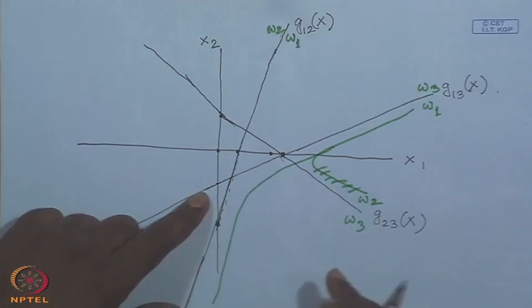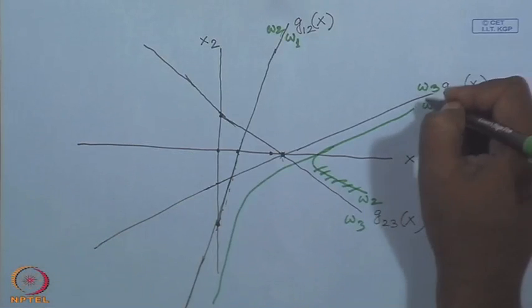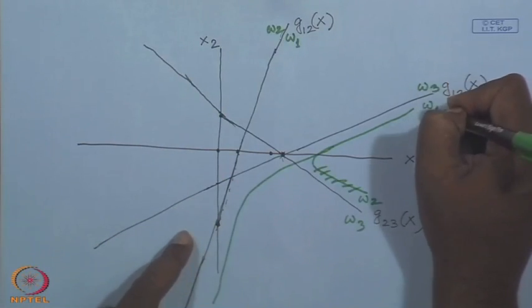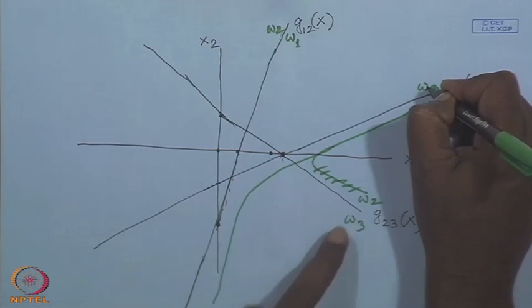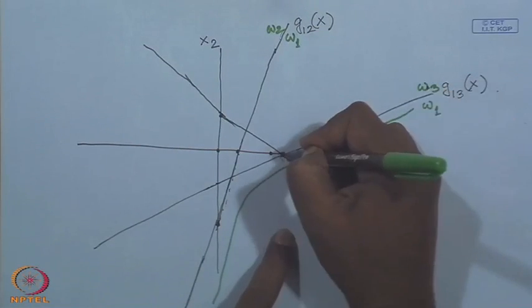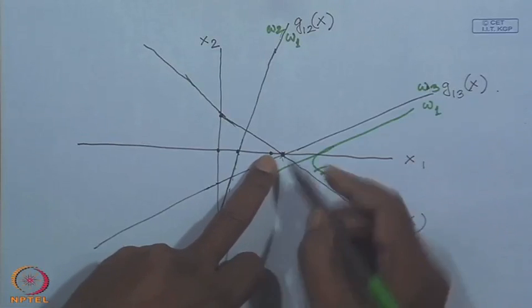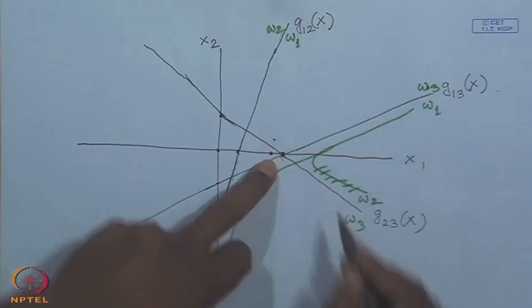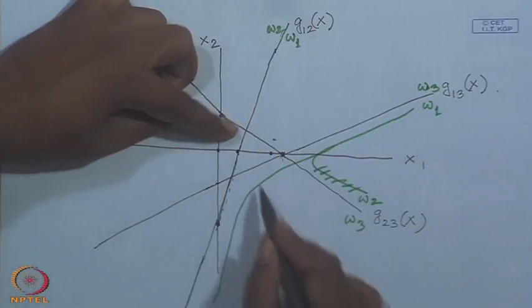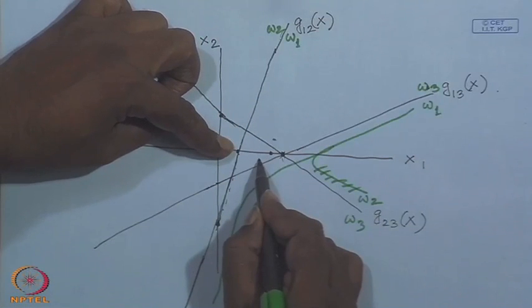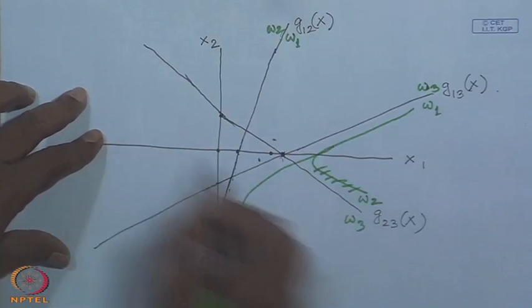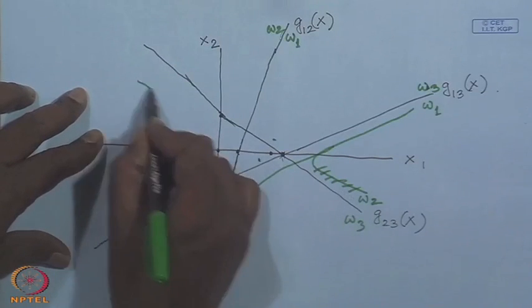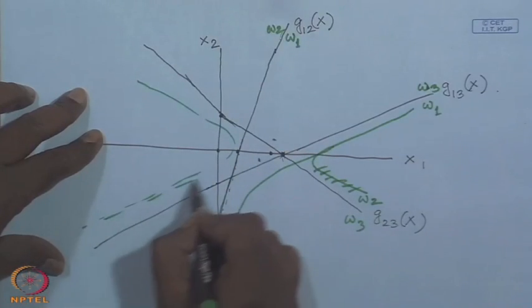Similarly, coming to omega 3, between omega 1 and omega 3, this side is omega 3, and between omega 2 and omega 3, this side goes to omega 3. So, I will have this particular region which will be allotted to omega 3.